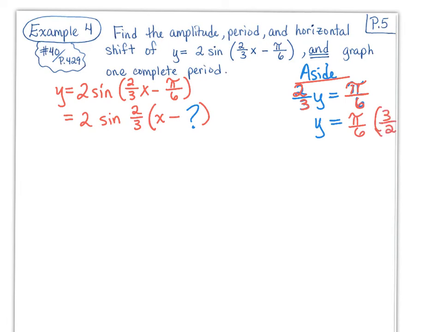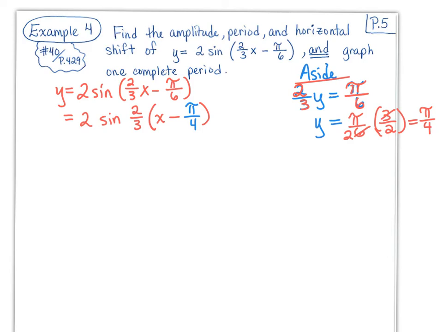3 halves. Good. The 3's cancel. What are you left with? Pi over 4. Good, so that's the blue. Turns out that question mark is really pi over 4. Now it looks exactly like the form we need it to be in order to identify the information.